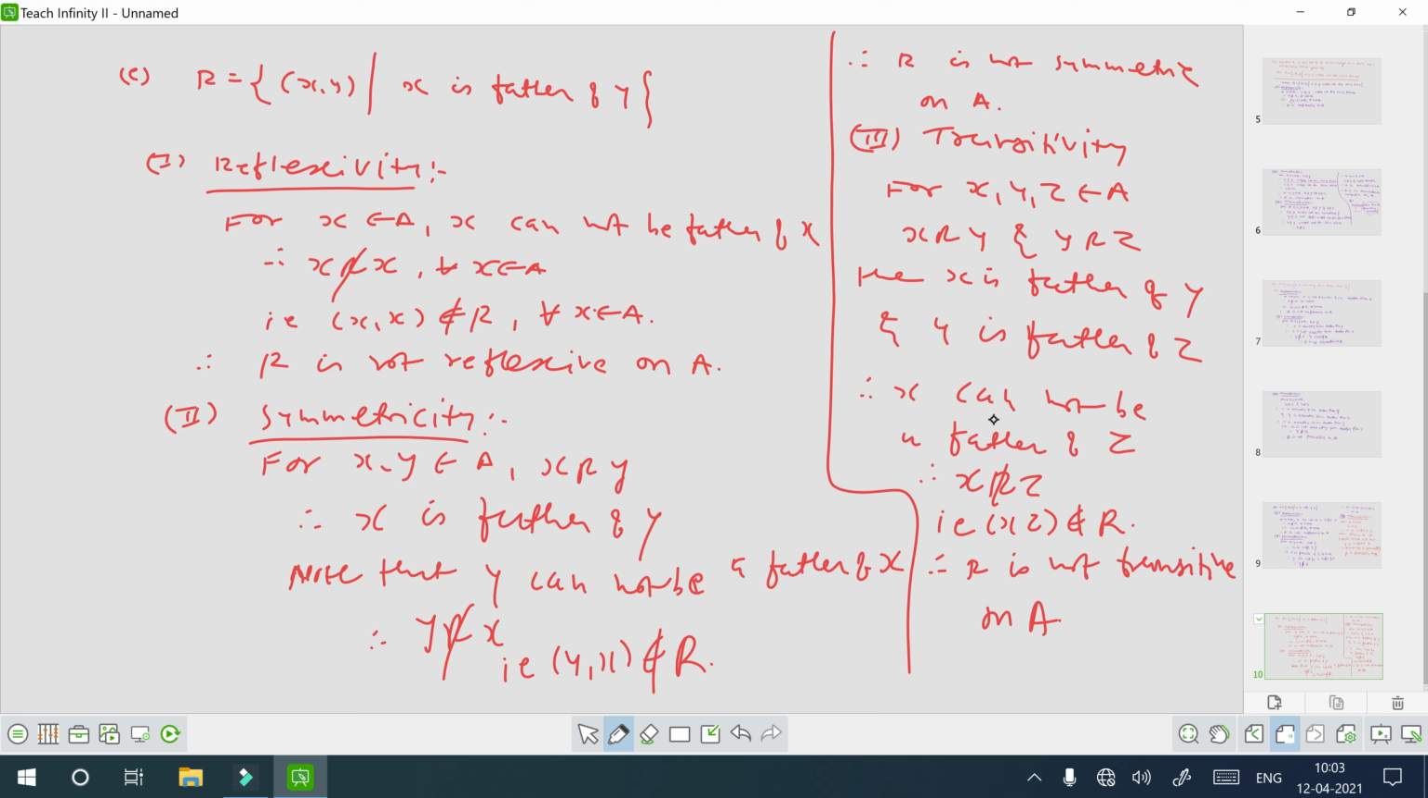Illustration 1 to 6. Now you are able to solve illustration 1 to 6. Clear? Illustration number 1 to 6. I leave it for you. I am leaving illustration 1 to 6 for homework. See, the rest of the things we are going to see in the next lecture.